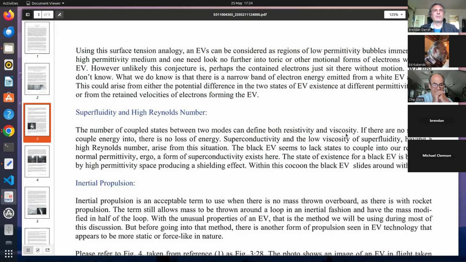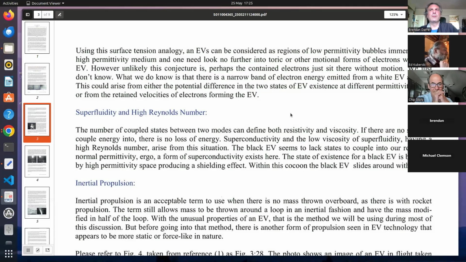within an EV. However, unlike this conjecture, perhaps the contained electron just sits there without motion, which I don't think is right. I think it's moving. We just don't know. What we do know is there's a narrow band of electron energy emitted from a white EV at 2 kilovolts. This could arise from either the potential differences in the states of the EV's existence at different permittivity states, or from the retained velocities of the electrons forming the EVs.